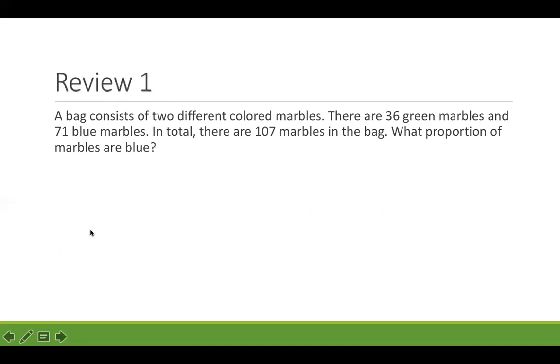So the first review: a bag consists of 2 different colored marbles. There are 36 green marbles and 71 blue marbles. In total, there are 107 marbles in the bag. What proportion of marbles are blue?